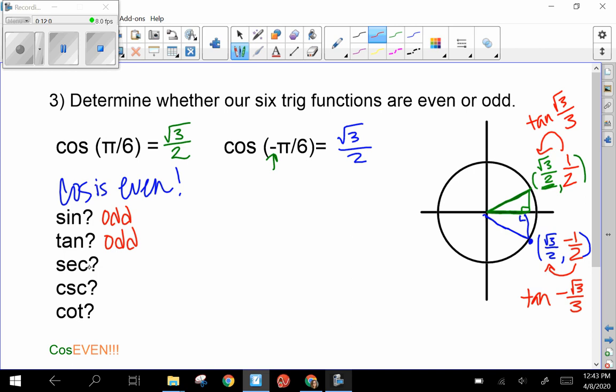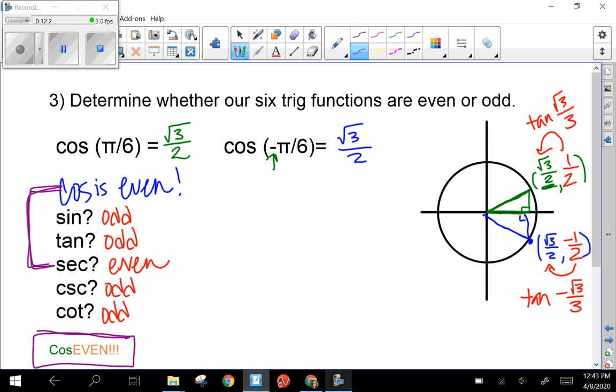Secant is the reciprocal of cosine. So if I were to do that same experiment with the pi over 6s, we're going to get the same value. That means that that is even. Cosecant is the reciprocal of sine. That's going to be odd. Cotangent, the reciprocal of tangent, also odd. Doing the reciprocal is not going to change the situation there. So you'll notice that the only two that are even are cosine and secant.